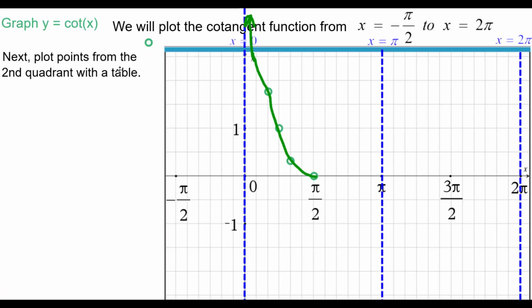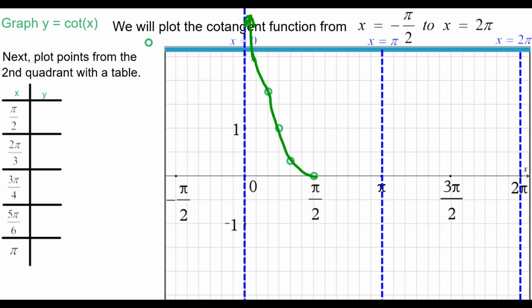Next, let's plot points from the second quadrant with a table. So here are our values from the second quadrant that we should know. And these are the values, and then we'll put in the decimal approximations. Those are all negative in the second quadrant.